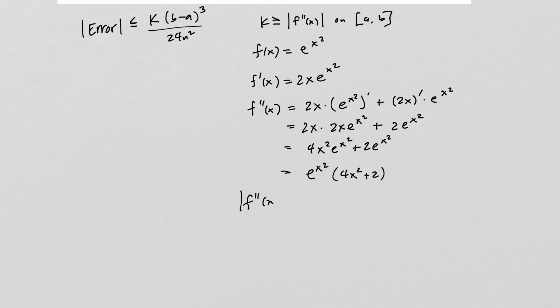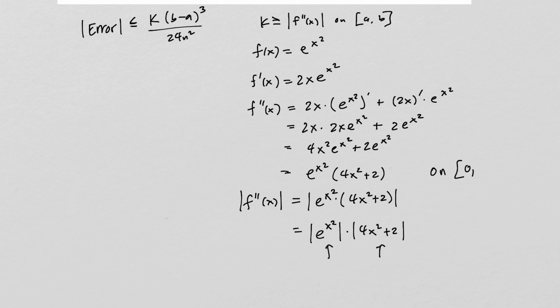Okay, so how big can this get? What is the absolute value of this second derivative? Well, it's going to be the absolute value of e to the x squared times 4x squared plus 2. And the absolute value of the product of two things is equal to the absolute value of the first thing times the absolute value of the second thing. So now the question is, how big can each one of these get on the interval from 0 to 1? Well, in this case, e to the x squared will be its largest when x equals 1. And 4x squared plus 2 will be its largest when x equals 1.